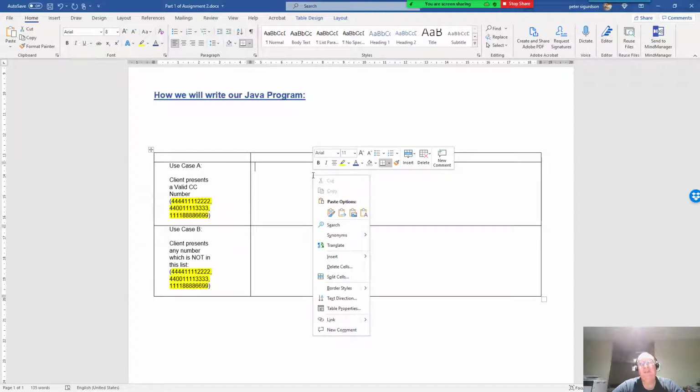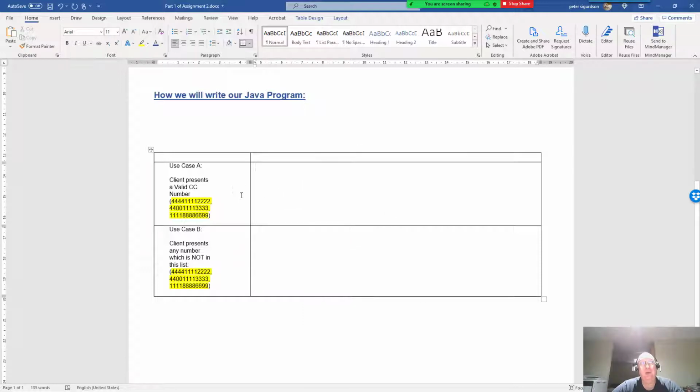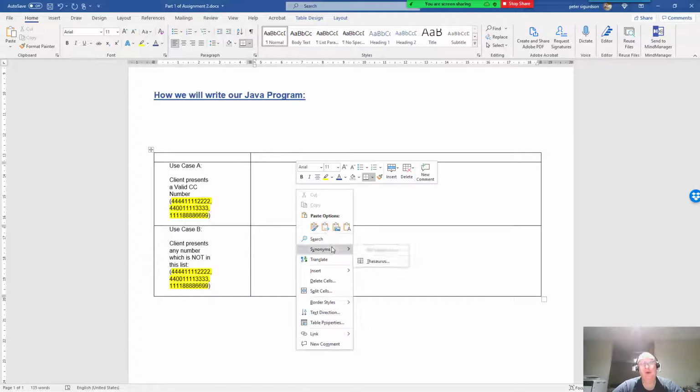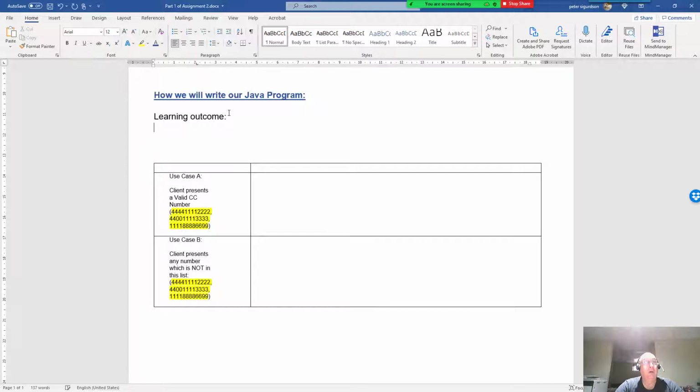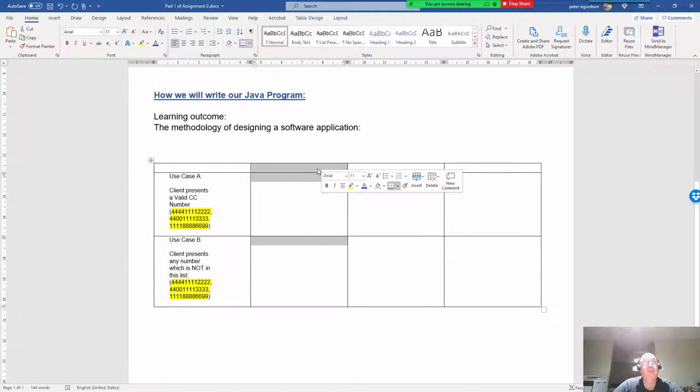Remember, I'm doing this very slowly, one step at a time, because I want you guys to get into the way of thinking about how to do this. This is not a hard problem. The algorithm is very simple, but the methodology is the important part here. The methodology of starting to design. Actually, let's write that out here. So learning outcome: the methodology of constructing a software application.